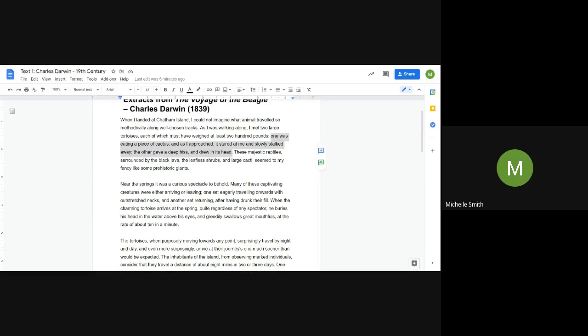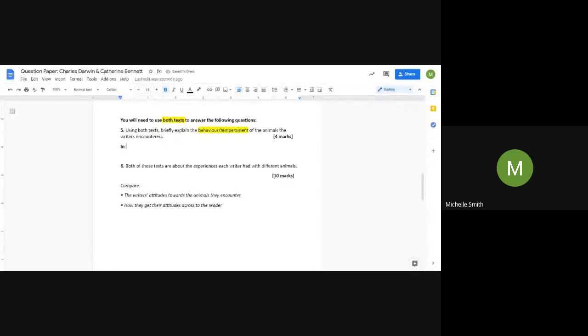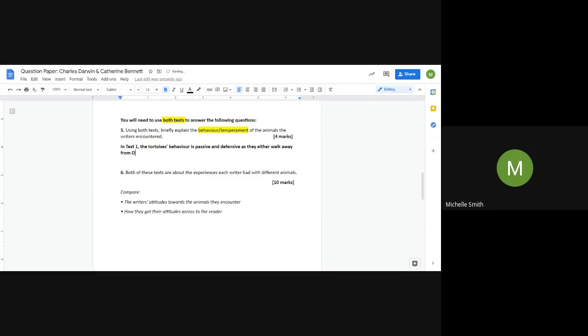So back to here. In text 1, the tortoises' behavior is passive and defensive as they either walk away from Darwin or hide in their shells. Okay, so that would get me 1 mark.